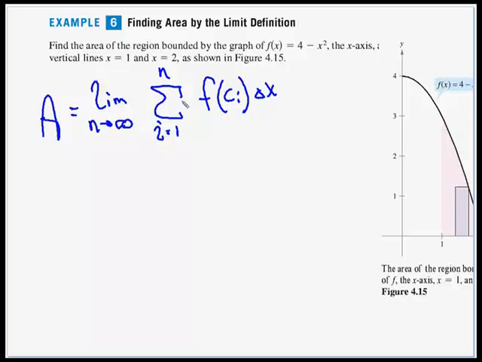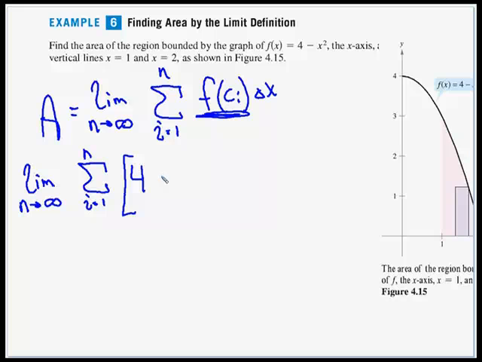So we have our function, so we can plug in something for this. Our area is going to be the limit as n goes to infinity of our summation from i equals 1 to n. And our function is 4 minus x squared. And we figured out our x was 1 plus i over n, 1 plus i over n quantity squared, and that is the height of the rectangle given to us by the function, and the width of the rectangle we found was 1 over n.